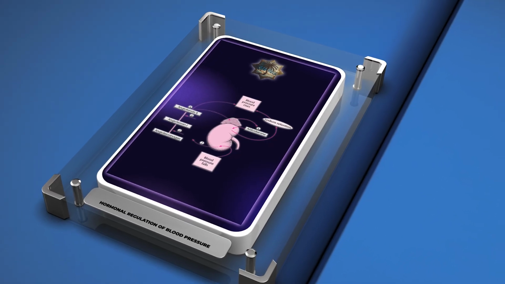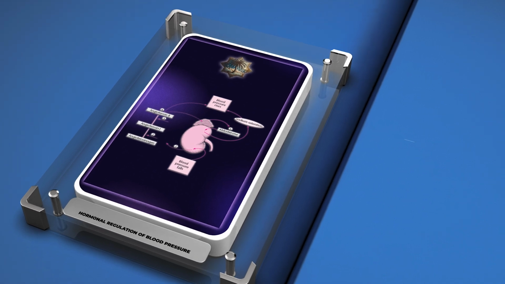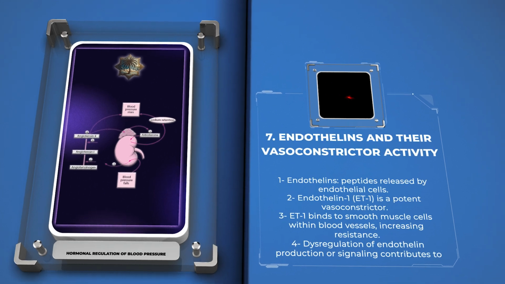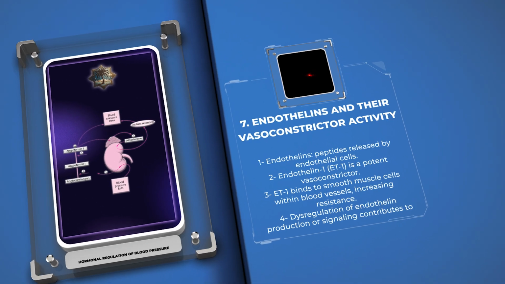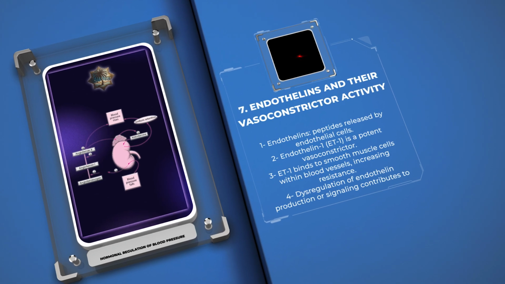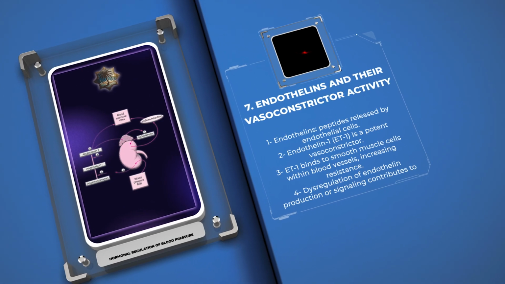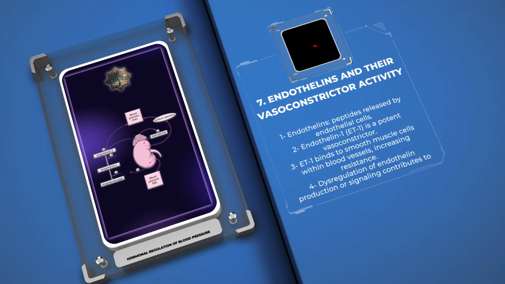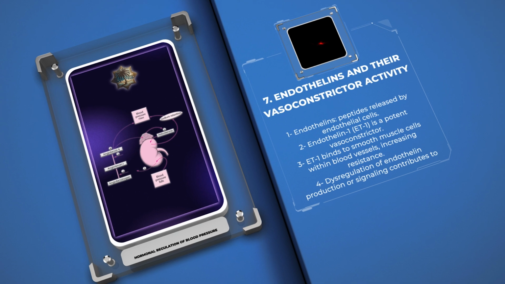Endothelins, a group of peptides released by endothelial cells, play a crucial role in regulating blood pressure. Among them, endothelin 1, ET1, is the most influential, exerting its primary function as a potent vasoconstrictor. When ET1 binds to specific receptors on smooth muscle cells within blood vessels, it triggers the contraction of these cells, resulting in increased resistance in the peripheral blood vessels. Ultimately, this leads to elevated blood pressure. Dysregulation of endothelin production or signaling has been found to contribute to the development of several cardiovascular disorders.